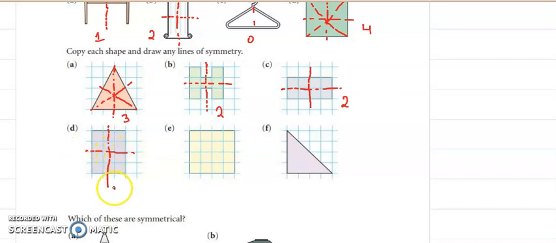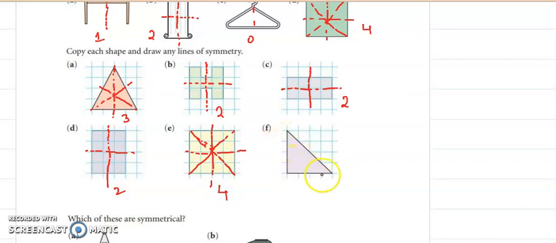So it has two lines of symmetry. The next one is the square. About the square, as we already mentioned earlier, there will be two lines of symmetry on this one, and the other one will be this one, and here the third one and the fourth one. As a square is a regular shape, a regular shape will have lines of symmetry equal to its number of sides. So it will have four lines of symmetry.